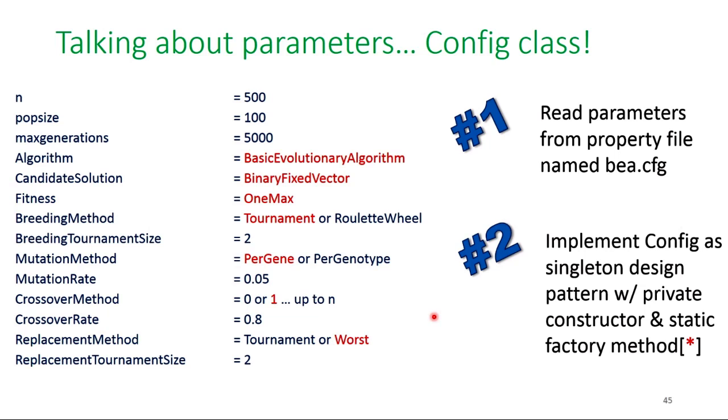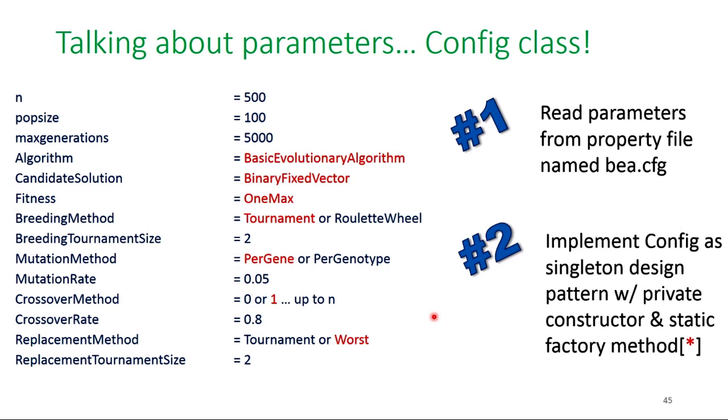I don't see how you can get this thing working without a config class. A config class is a class that they would call a Java bean. It's just there to read the property file, have all of those names as fields, and store the value in there. And it has to be accessible from everywhere in your code.